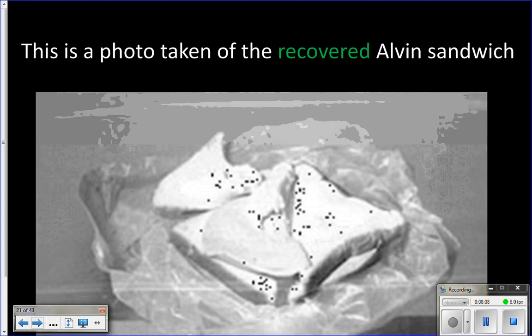This is a picture of the recovered Alvin sandwich. So that's what it looked like after a year. The only reason it's got black dots is because it's an old picture, and so it's kind of pixelated. But it looks like normal. Maybe a little soggy, but normal. I think that's probably just from taking the sandwich apart.